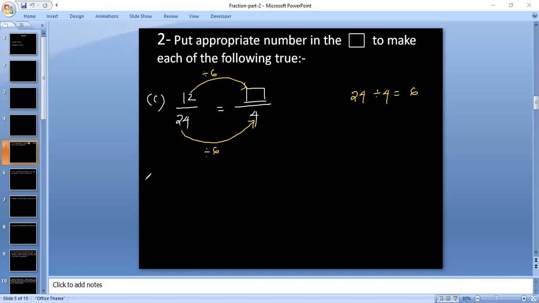But how do you represent this? Simply represent like this. 12/24 is equal to 12 divided by 6 whole divided by 24 divided by 6. डिवीजन सिंबल देकर 6 लिखेंगे. So it will be 2 by 4. सो यहाँ पर क्या होगा? What number should you put in the box? You should simply put 2 here. Okay, it is very simple or not?